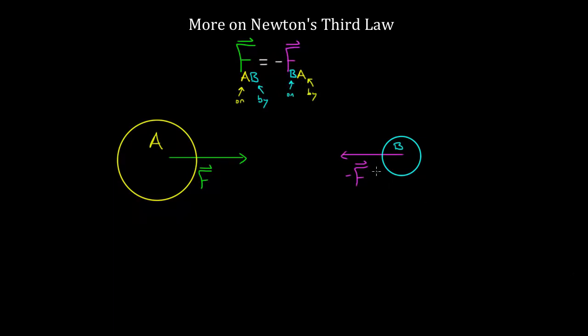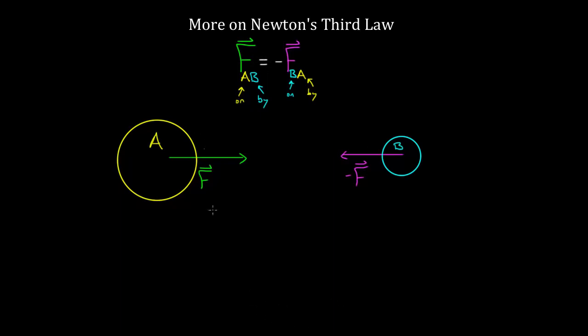So this pink force is exerted on B. This green force is exerted on A. They're equal and opposite. They do not cancel. They cannot cancel because they're not on the same object. So that's why these don't cancel. And they are the same magnitude, even if the two objects are not the same size.